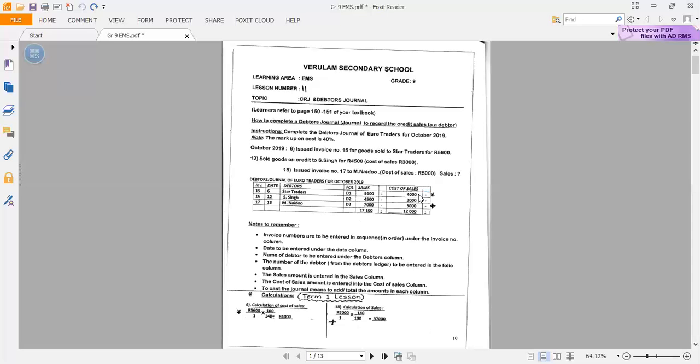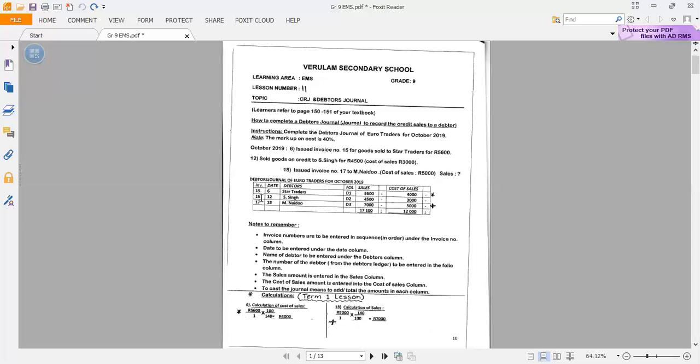Let's go on to the next transaction on the 12th. They say sold goods on credit to S. Singh for 4,500 and the cost of sale which is provided to us is 3,000 Rand. This is a direct transaction, learners. We go to our debtors journal.